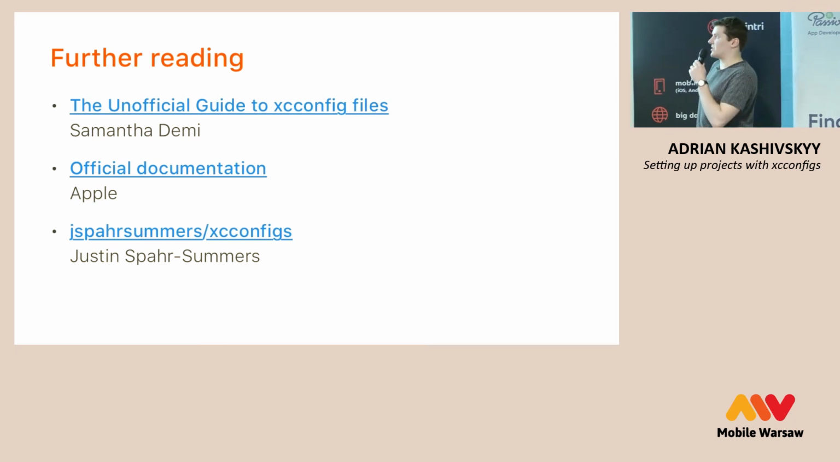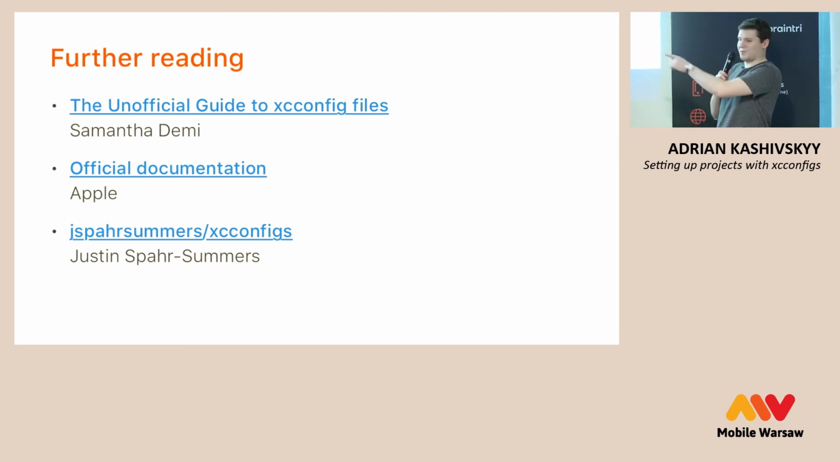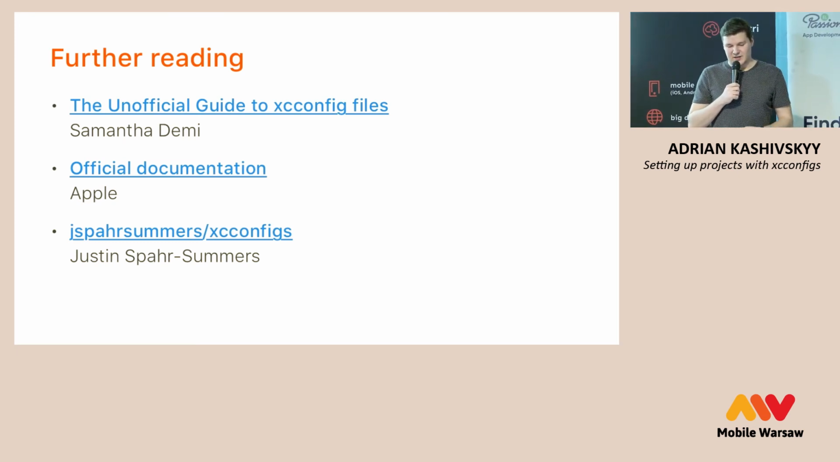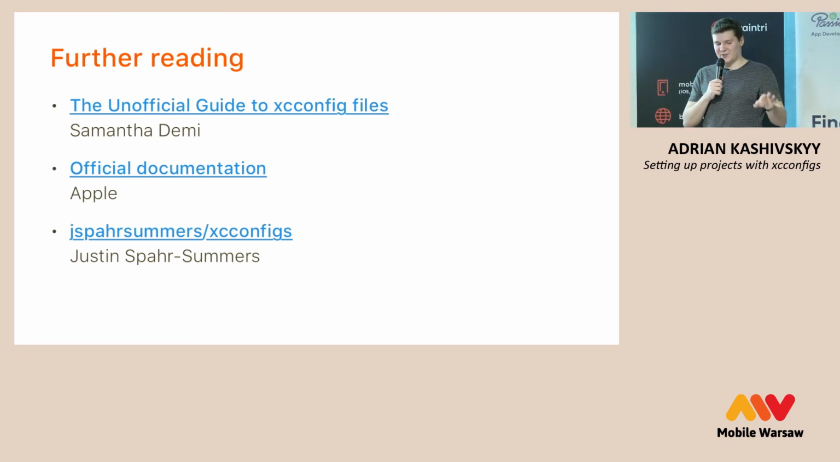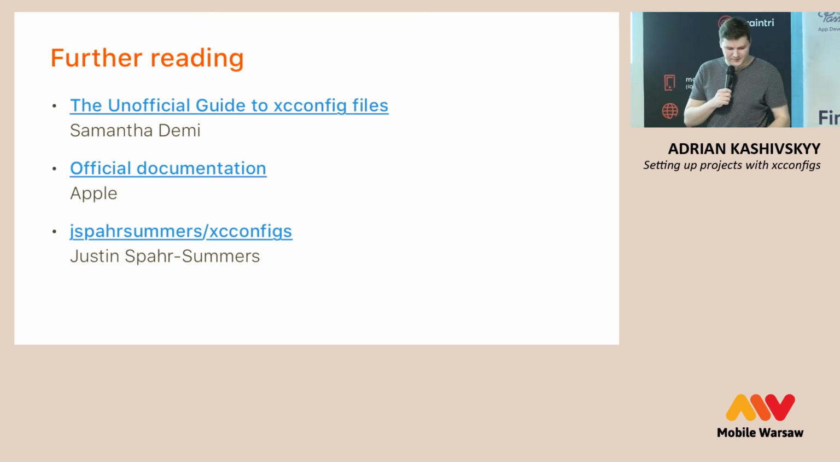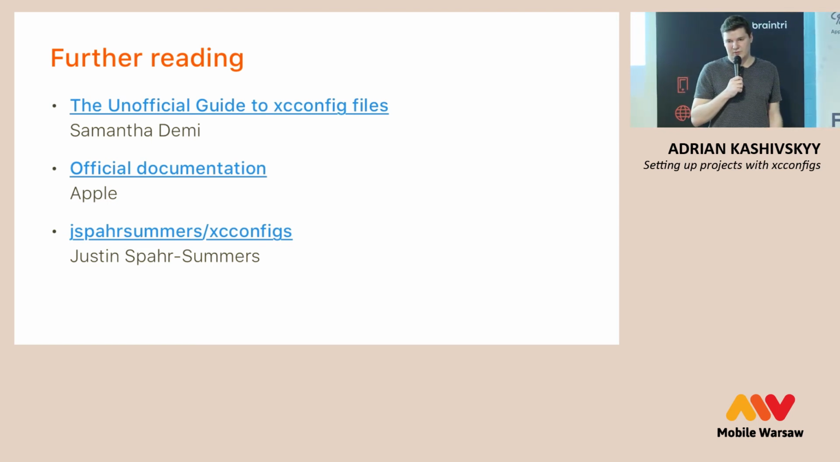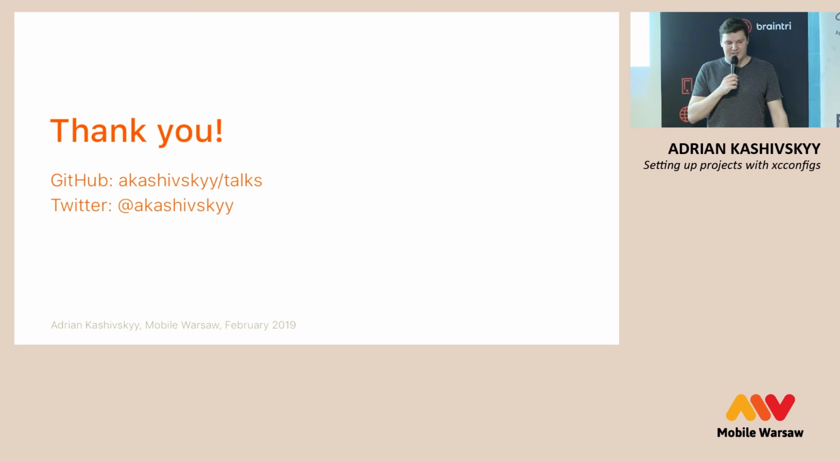And if you want to learn more about build settings, you can go to the unofficial guide of xcconfig files, which is the best place. I will put the slides on my GitHub and you can click the links. This is the best place to learn everything about build setting syntax and different features it has, because Apple doesn't provide any documentation of that. It has documentation of the actual build setting names and values, but not on the syntax of xcconfig files. And I mentioned the Justin-Summers repository, which is still maintained and is an alternative to Netguru xcconfigs if you want to use them. So yeah, thank you for listening, and now if you have any questions, I will happily answer them.